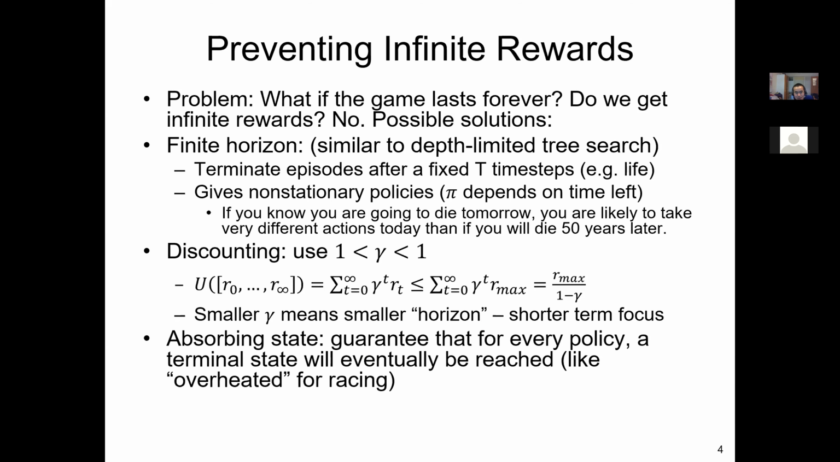So smaller gamma means smaller horizon. That is a shorter term of focus, more short-sighted. Larger gamma means that you're more far-sighted. Another approach is absorbing state. That guarantees that for every policy, a terminal state will eventually be reached, like overheated for racing. That's one example.